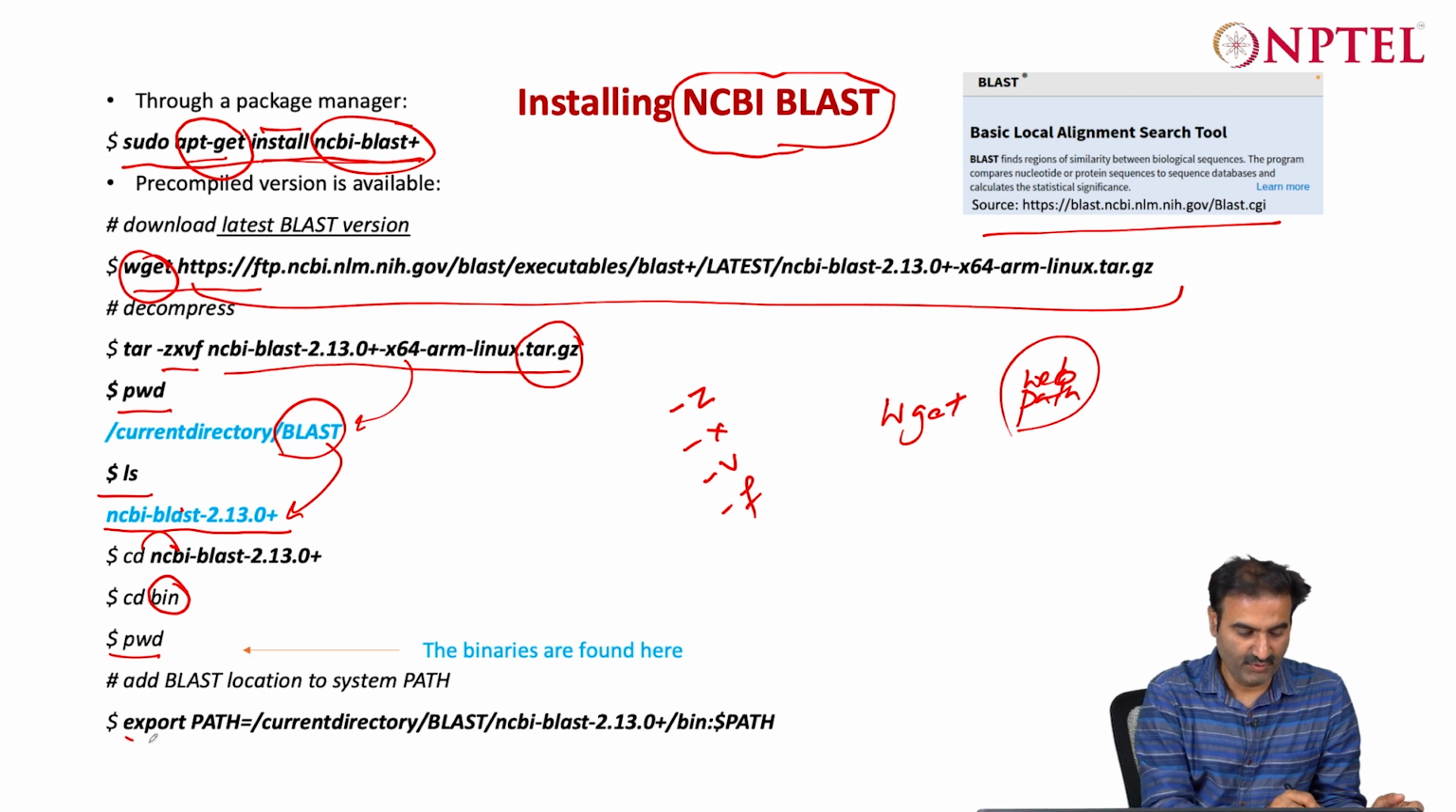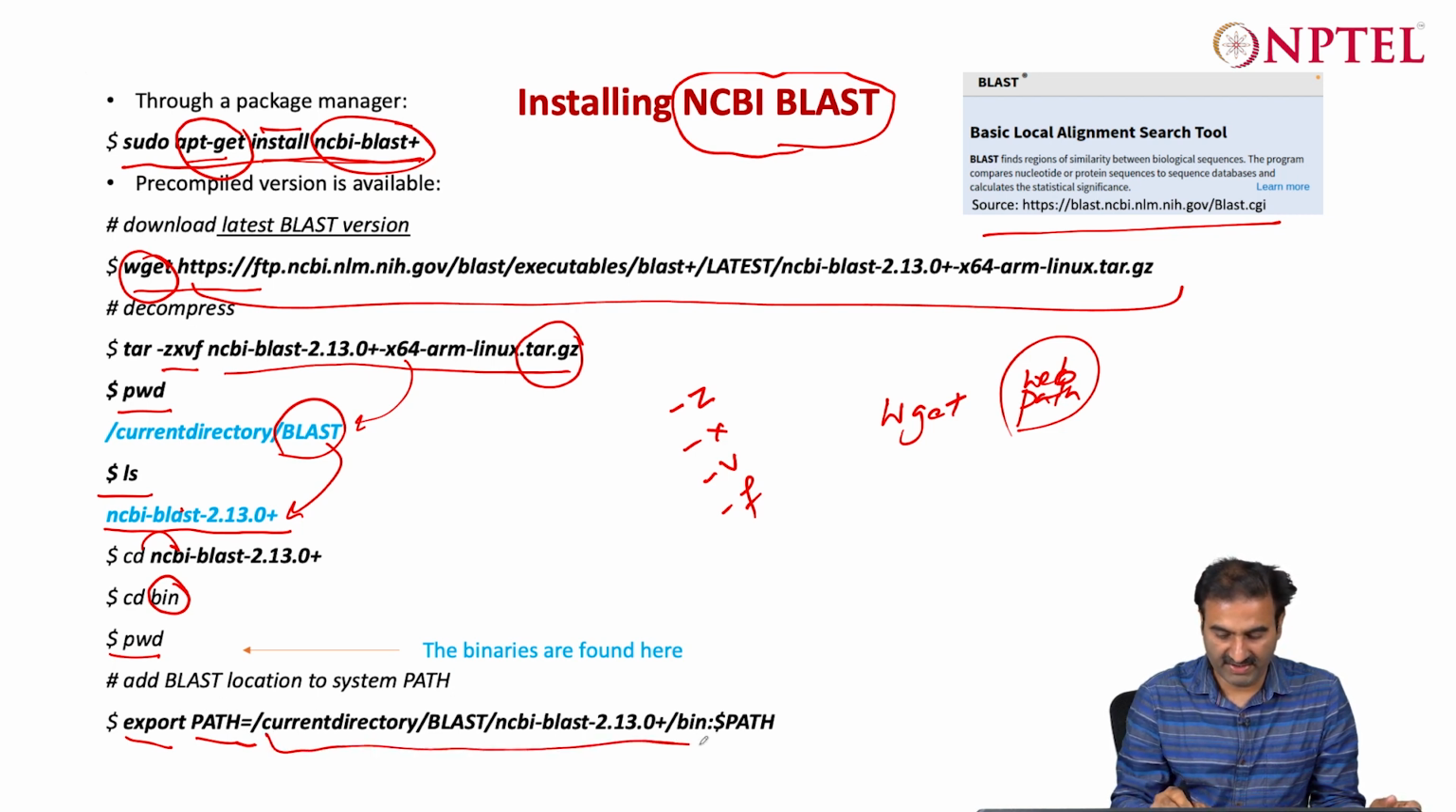So you will say export PATH equal to, this is the syntax, which means you are exporting the path of this directory. So your current directory, the NCBI BLAST which you just downloaded, has a bin folder, and bin contains all the files.